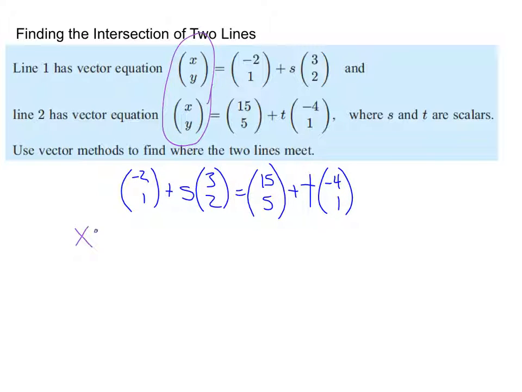If I looked at the x equations, x equals, for the first line, negative 2 plus 3s. What does x equal for the second line? 15 plus negative 4t. Very good. 15 plus a negative 4t, so minus 4t. Now, in order to be the same point, the x coordinates have to be equal. So as I'm looking at my parametric equations, I'm going to set the two x equations equal to each other.